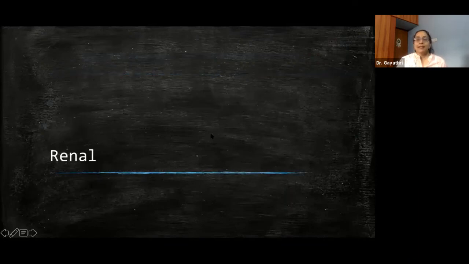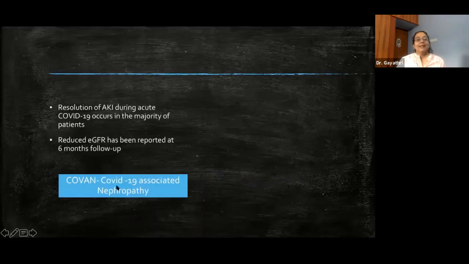Now, coming to the renal complications. The renal complication associated with COVID is something called COVAN, that is COVID-19 associated nephropathy. And we all know there is definitely COVID associated nephropathy, but the good thing about it is the majority of patients completely recover. There is complete resolution of AKI, but still there may be some patients who have a reduced eGFR. So whenever any patient is coming, they're definitely going to ask for RFT, and it is better if we calculate the creatinine clearance also, so that we can fine tune our drugs.